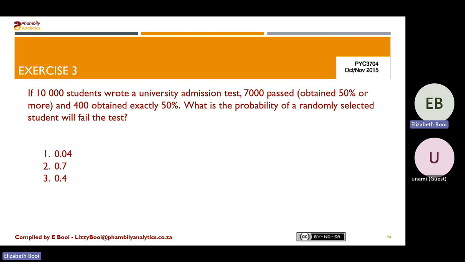Okay, question number three. Of 10,000 students who wrote a university admission test, 7,000 passed. It means they obtained 50% or more, so they got greater than or equal to 50%. So it includes 50%. And 400 only obtained exactly 50%. So out of this 7,000, 400 got 50. What is the probability that a randomly selected student will fail the test? Now, this is just to confuse you. Read the question carefully and decide which statement is relevant to answer this question and which statement is not. So let's start with that.